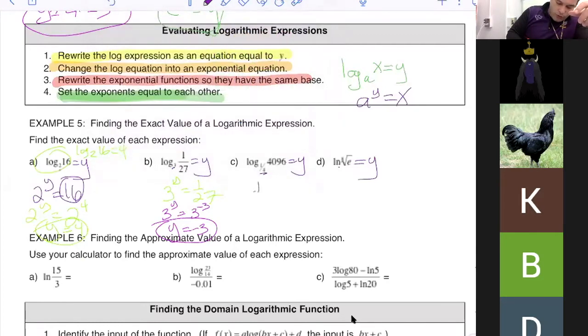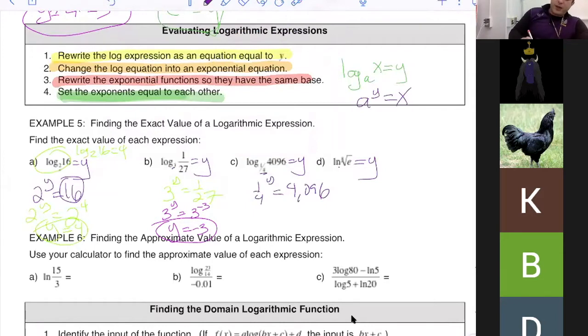So 1/4 to the y power is equal to 4,096. You may be comfortable with your powers of 4, but for example, I have to use my calculator. So I know that 4 to the 3rd is 64. Now 4 to the 4th is 256. 4 to the 5th is 1,024. 4 to the 6th is 4,096.